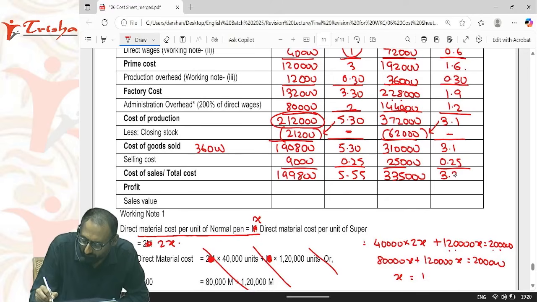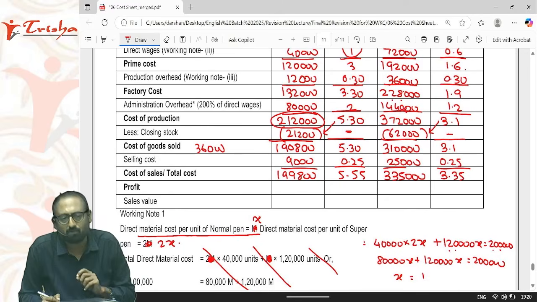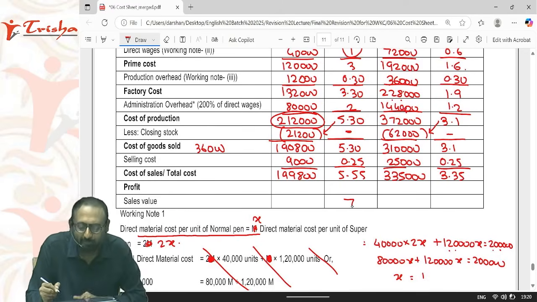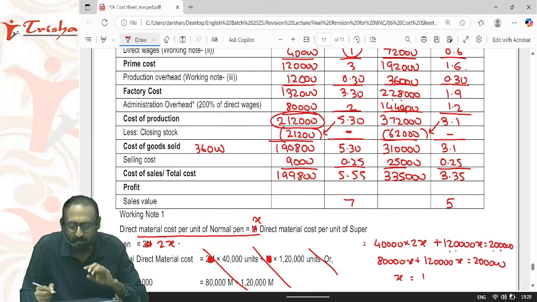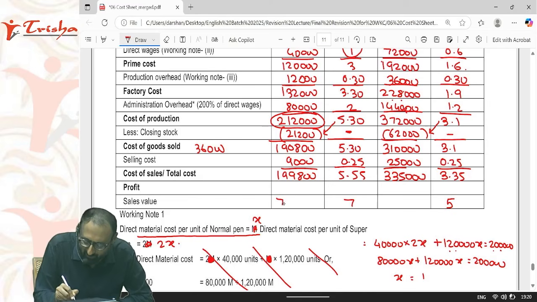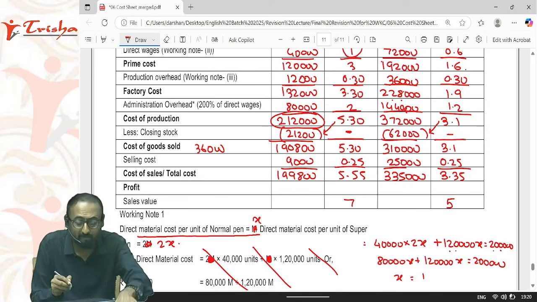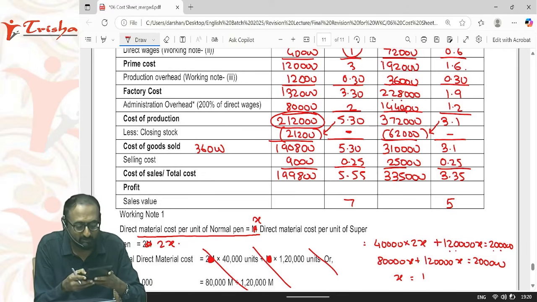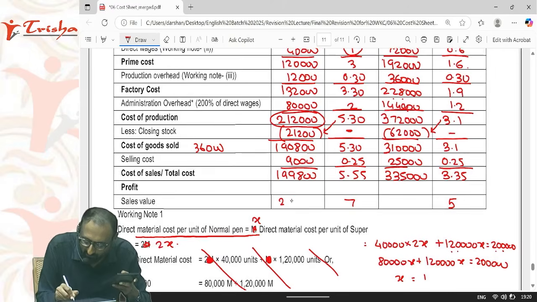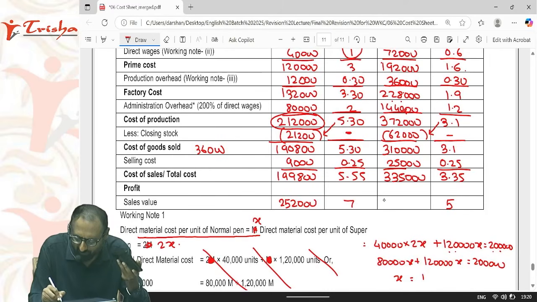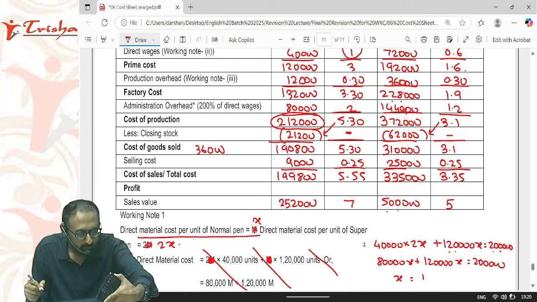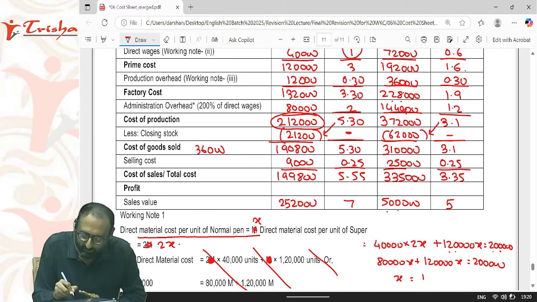Answer will be 3.35. Sales is given in the question. 7 rupees is the selling price of the super pen. 5 rupees is the selling price of the normal pen. 7 multiplied by 1 lakh. 7 lakhs? 36,000. Yes, sir. 7 multiplied by 36,000. So 7 into 36,000. It will be 2,52,000. 5 multiplied by 1 lakh. Correct, sir. 5 lakhs. Balancing figure will be your profit. Balancing figure will be profit. Yes, sir ji.